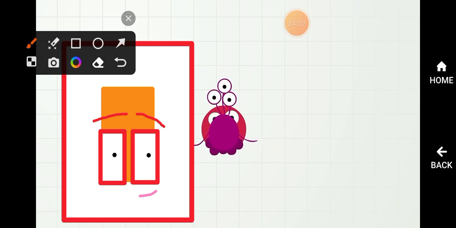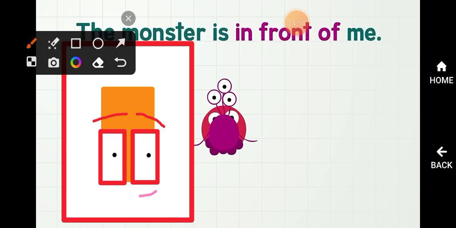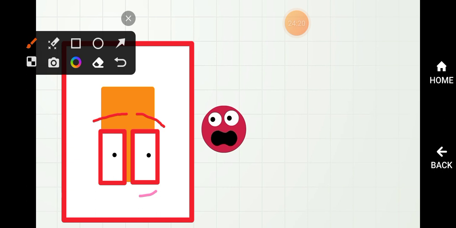Oh, hey, monster! Monster, I can't see anything! Monster! Where is the monster now? Yes, the monster is in front of me! In front of you! Can you please move, monster? I am trying to teach here. Okay, thank you. Okay, now where is the monster?